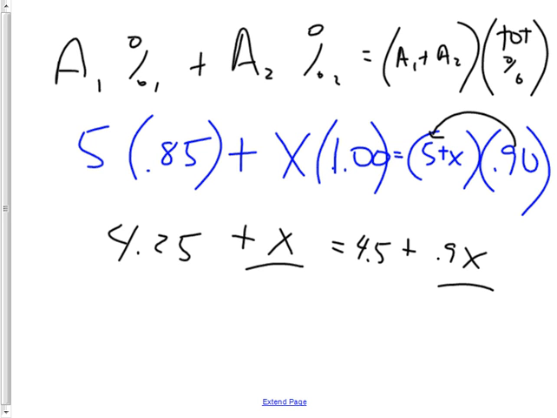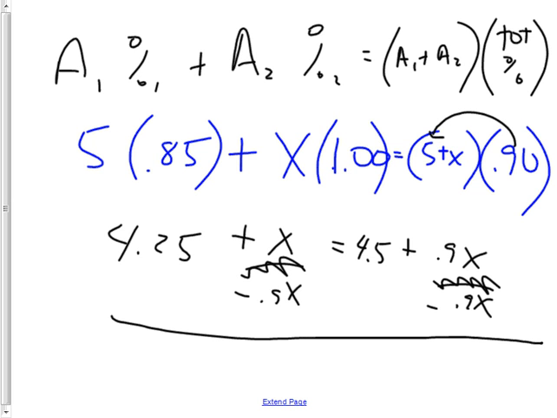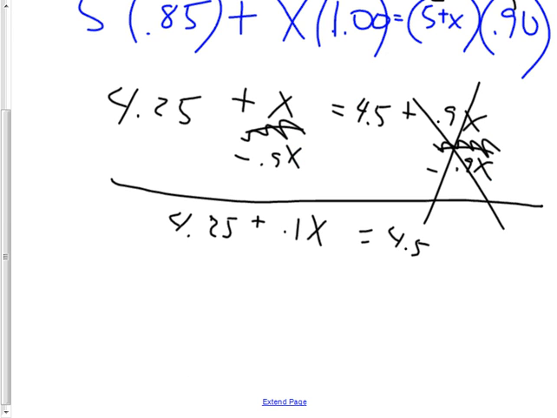I got x's on both sides. Get rid of the smaller one. The smaller one's 0.9. Subtract 0.9x from both sides. I shouldn't have underlined it. It makes it look like a divide. So now those cancel, and now I have 0.1x, 4.25, and 4.5. And then I'm going to subtract 4.25 and then divide by 0.1 for the final answer.